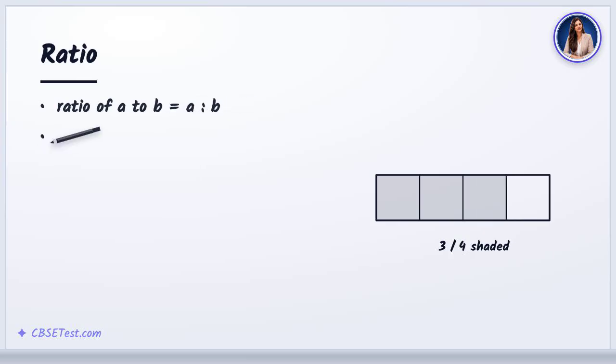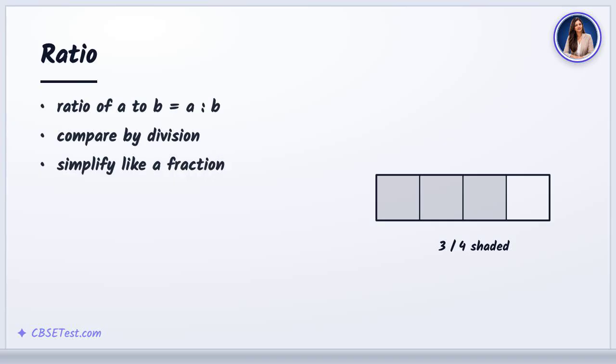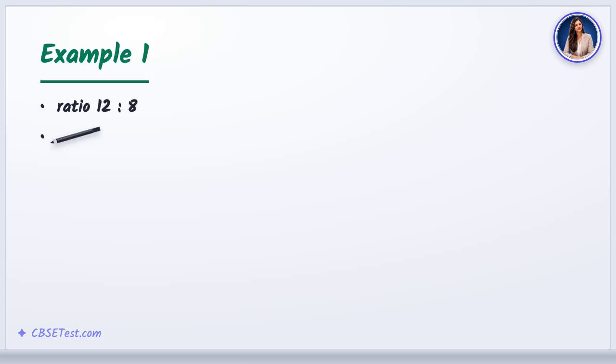The ratio of A to B, written A:B, compares them by division. Simplify it just like a fraction by dividing both parts by their common factor. The ratio 12 to 8 simplifies by dividing both parts by 4, giving 3 to 2.